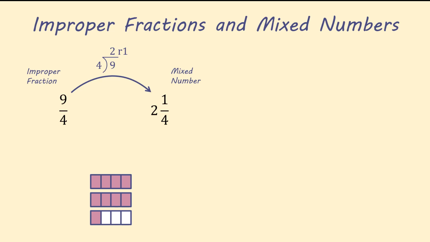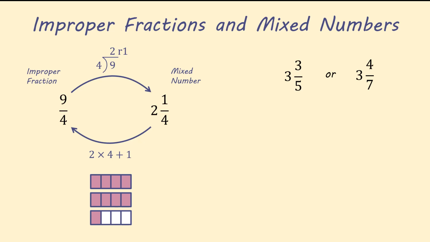To go from a mixed number back to an improper fraction, calculate 2 multiplied by 4 plus 1, which is 9, and write this over 4. Let's use this technique to compare some fractions. Which fraction is bigger, 3 3/5 or 3 4/7? These are both mixed numbers. Let's convert to improper fractions first.